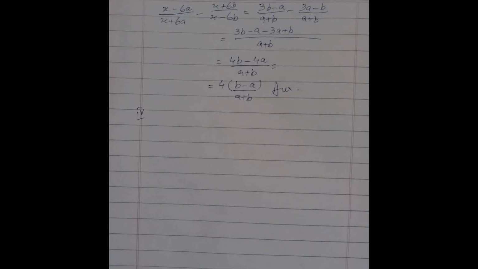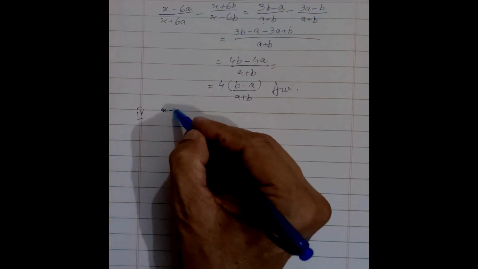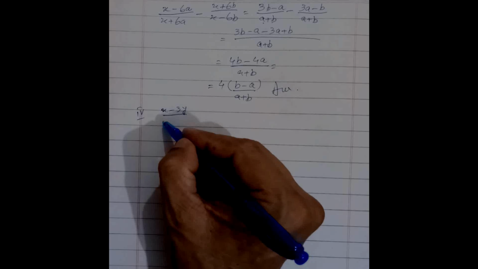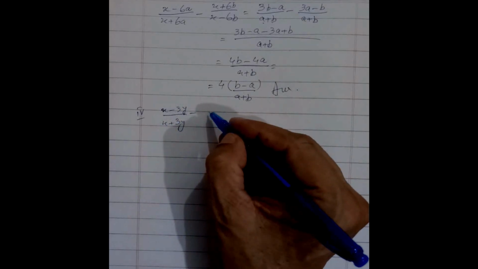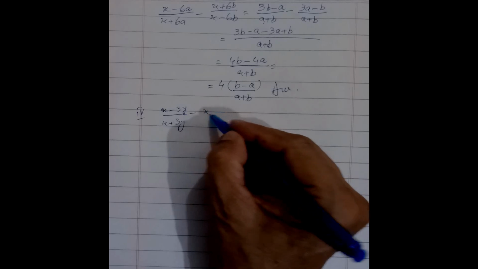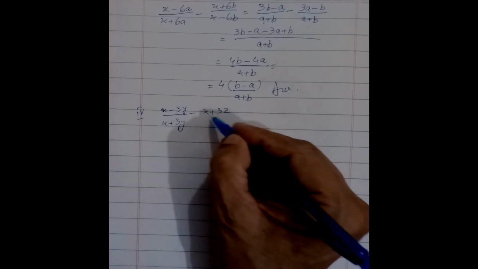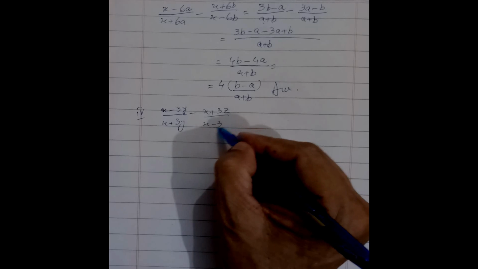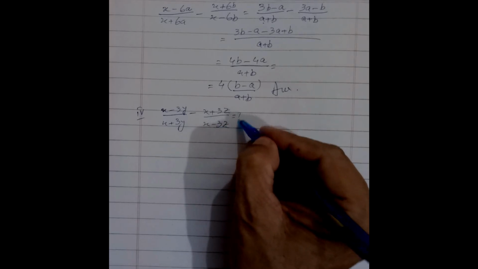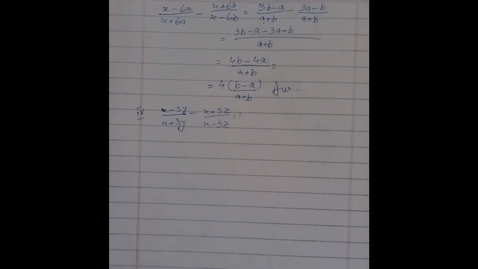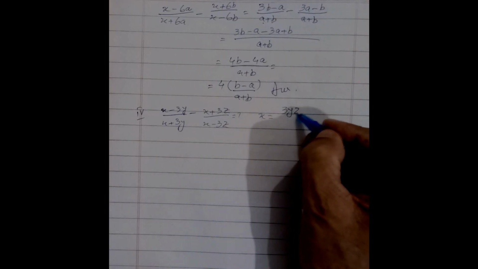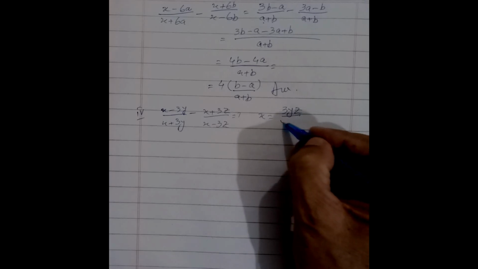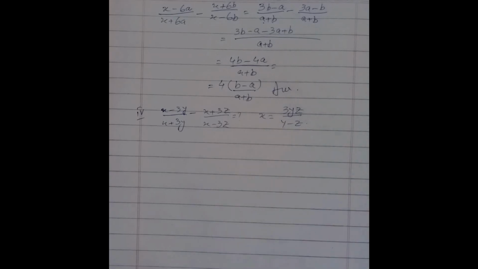Fourth part, in which find the value of (x minus 3y over x plus 3y) minus (x plus 3z over x minus 3z). We find the values and we have x is equal to 3yz over y minus z.